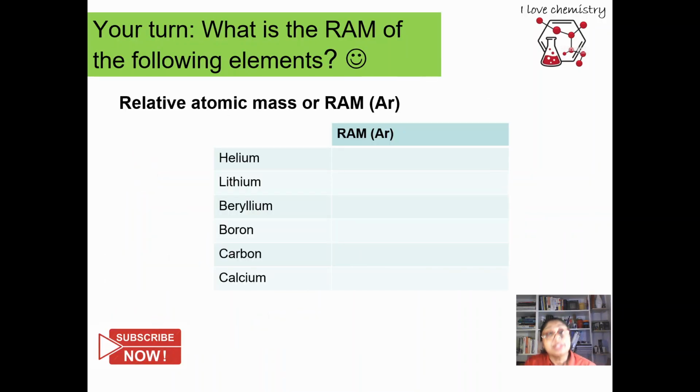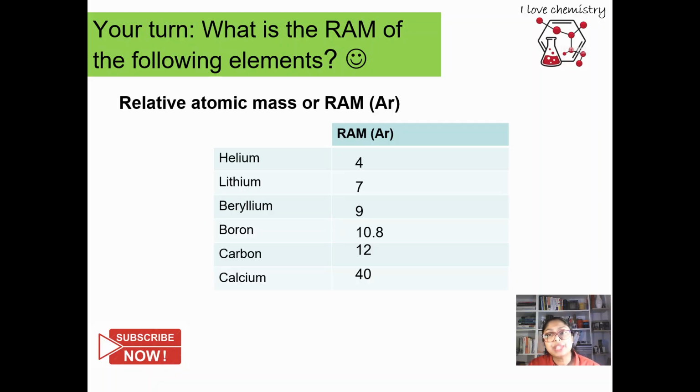Right. Now, similarly, you can find out the RAM of any element from your periodic table. Pause the video to find out the numbers for each element. Okay, have you done it? So, RAM of helium is 4, for lithium 7, and so on.